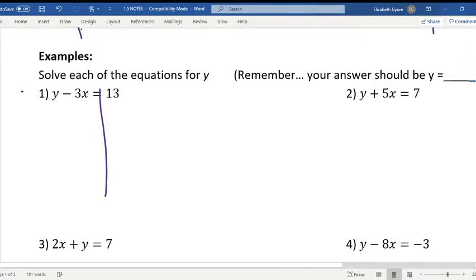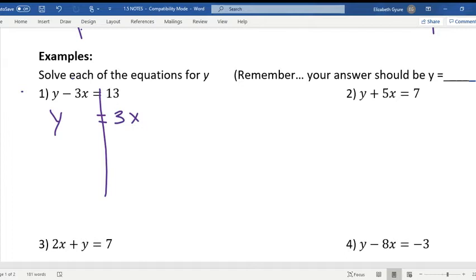So first term, it's just a y, isn't it? So if I want my y by itself, should that stay or should that go? That should stay. Okay. Now I have a negative 3x. Is that a y? No, and aren't I trying to get my y's by itself? So should that stay there or should it go? It should go and switch from a negative to a positive.